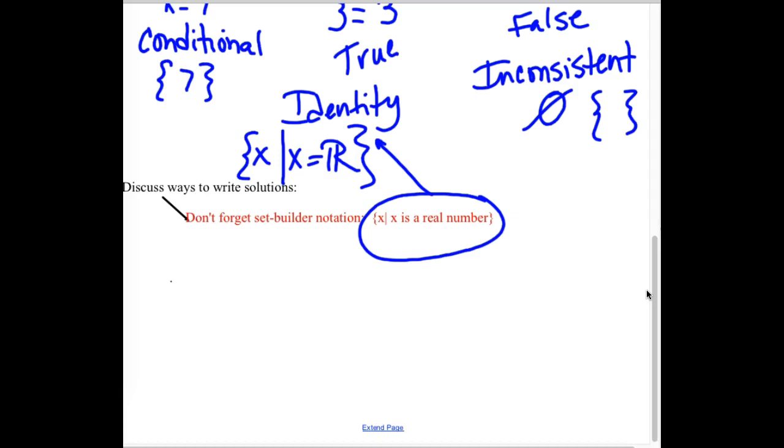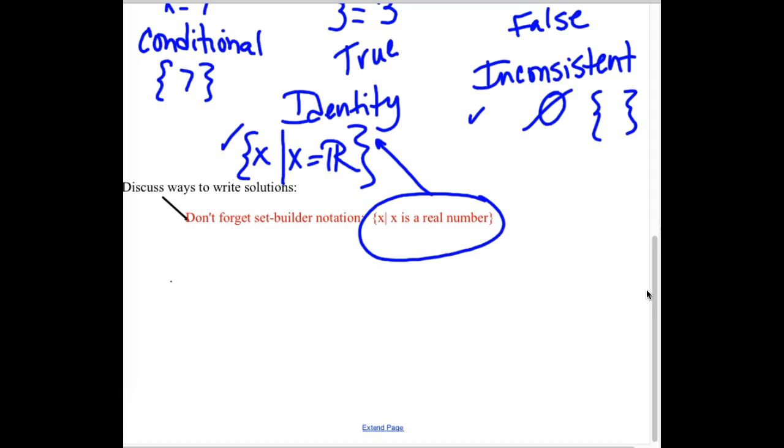So as you go through the examples today and your homework questions, if you get an answer, conditional, okay, write that answer in set notation. If your variables disappear, you have to analyze. Am I left with a true statement or a false statement? If it's true, you're going to write this. It's an identity. All real numbers work. If it's a false statement, it's inconsistent. No answer is going to ever work. Okay?